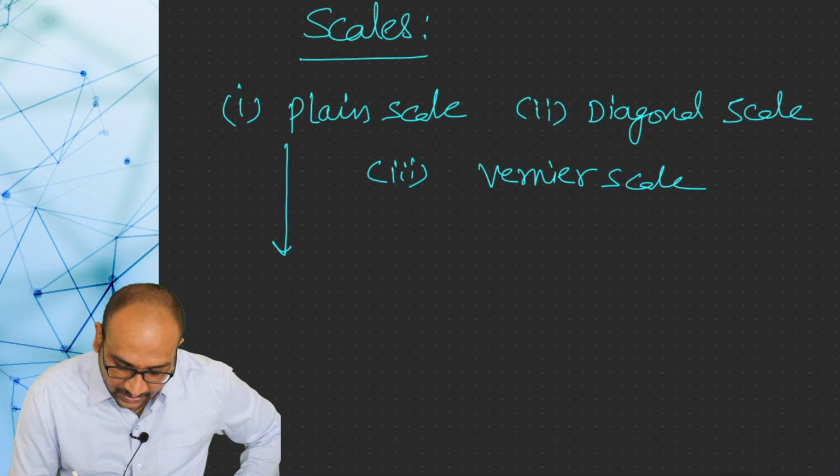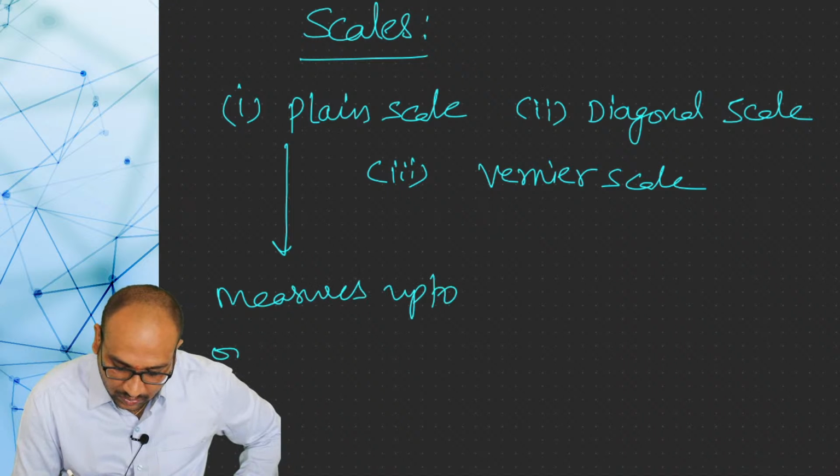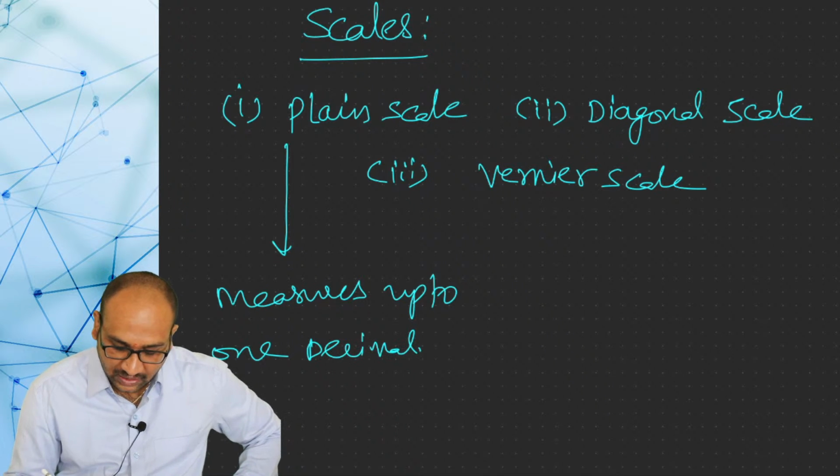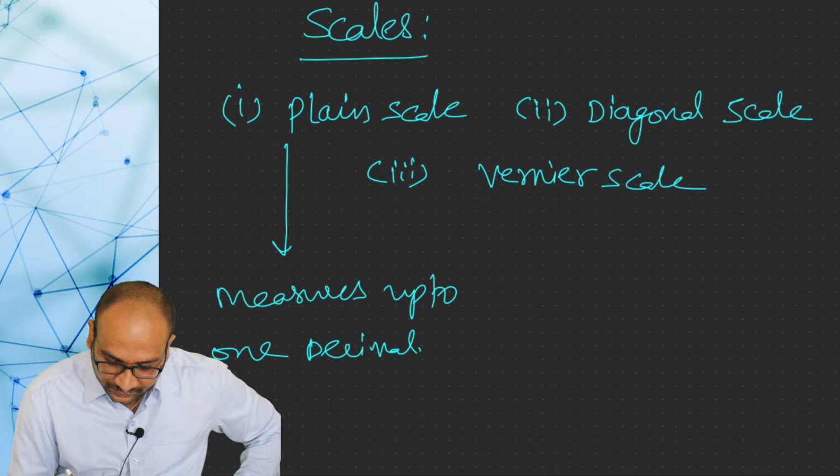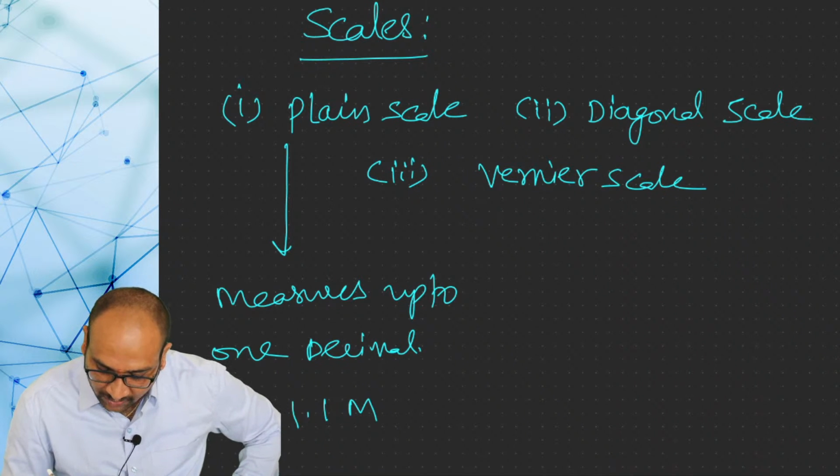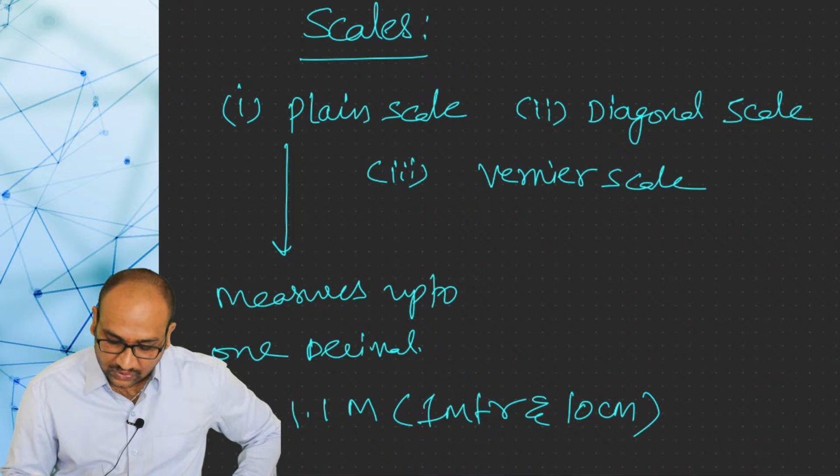Okay, this plane scale measures up to 1 decimal. Okay, plane scale measures up to 1 decimal. Means, for example, plane scale measures only 1.1 meter. What is meant by 1.1 meter? 1.1 meter means 1 meter and 10 centimeter. So plane scale measures only up to 1 decimal. Okay, this is the function of plane scale.